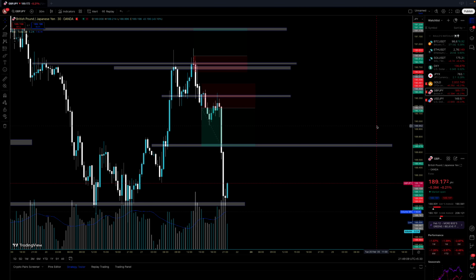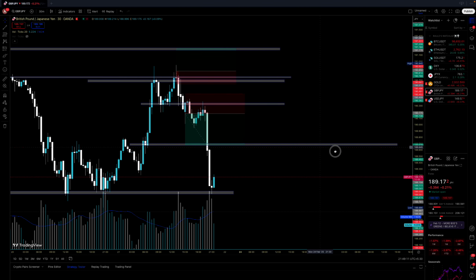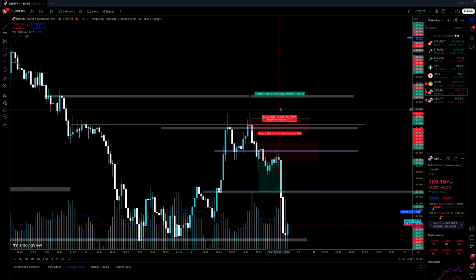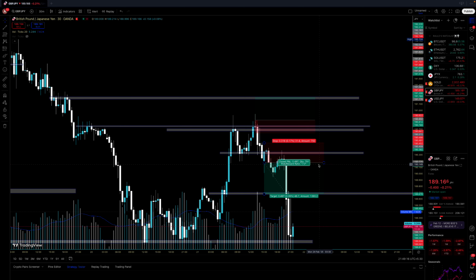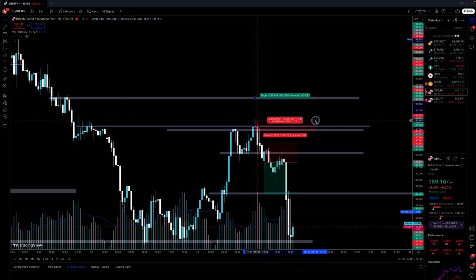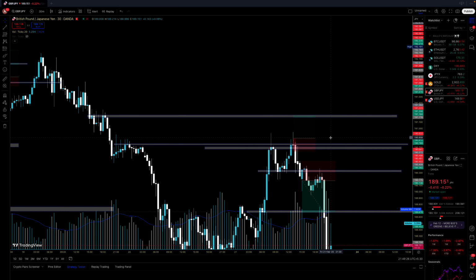So in GBPJPY, what happened was, as you can see here, this was the first trade of the day and this was the second trade of the day. This was the winning trade and this was the losing trade, and this was the first order that was executed.